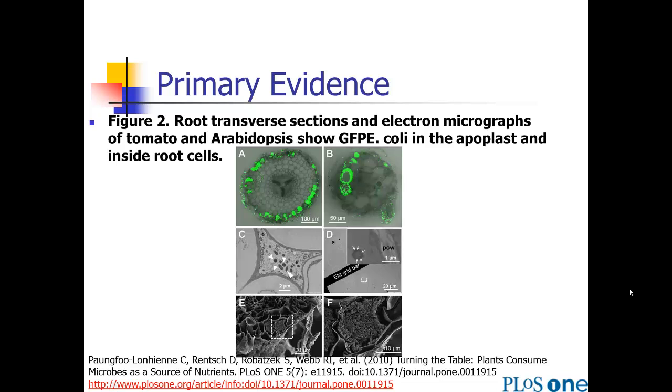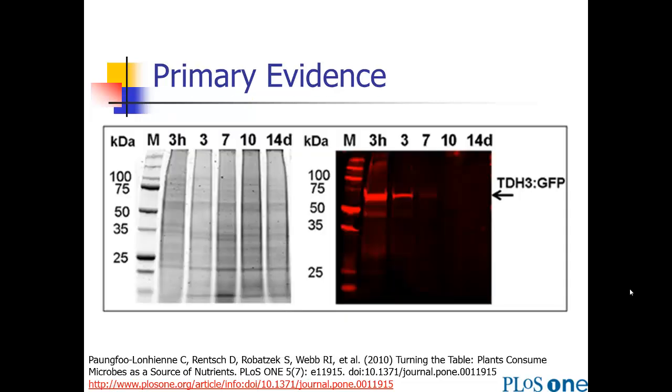So this is primary evidence. It's showing you, hey, here it is. Here's the green, here's the E. coli in the plant root. So again, just seeing is believing. You're going to believe that that's actually the case. Or another typical primary evidence thing would be like a gel, where you actually want to see those bands on the gel. So here's the bands on my gel to prove what I'm trying to prove.